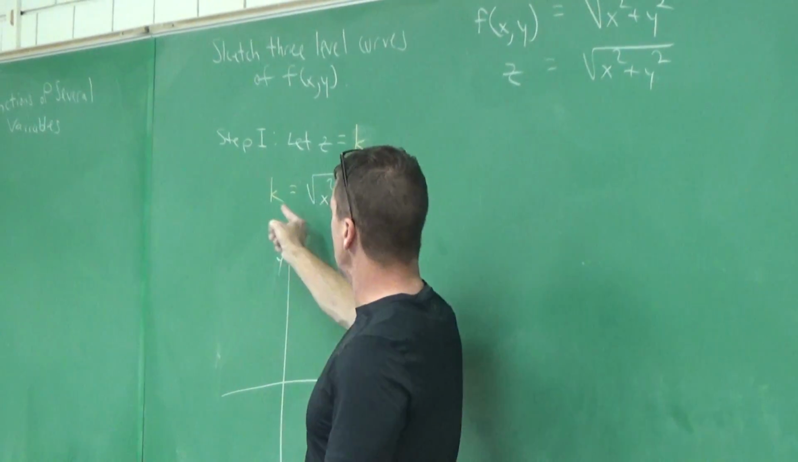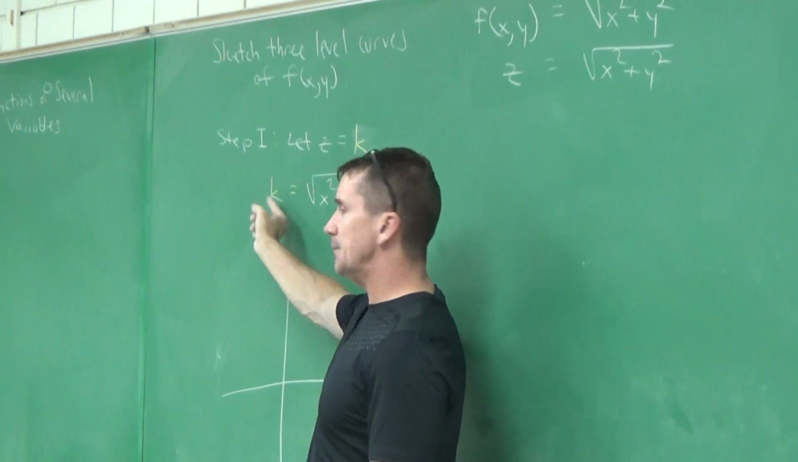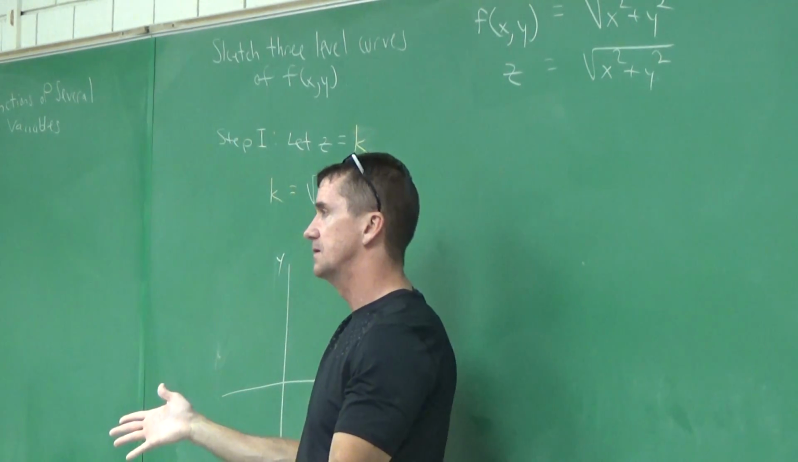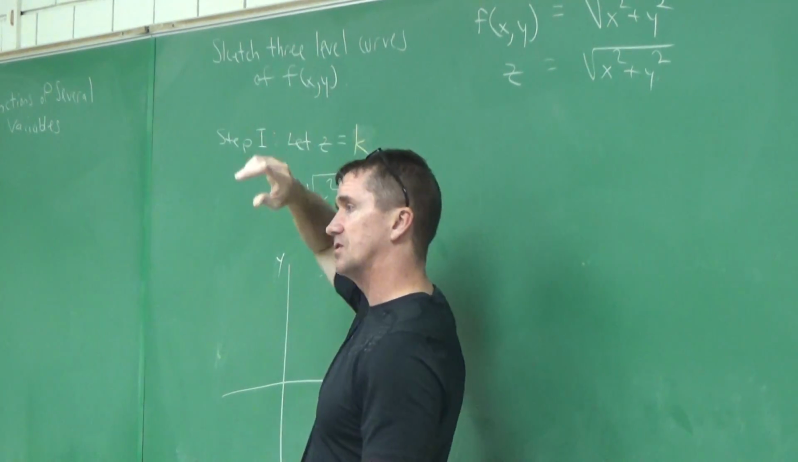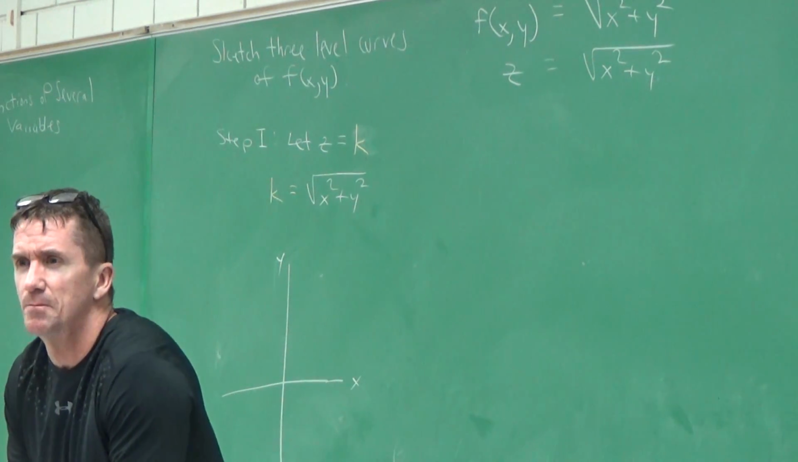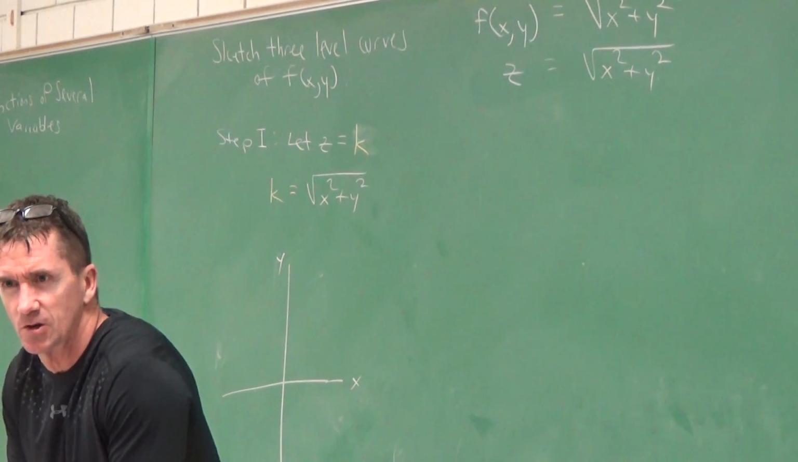Step 2, now that I let z equal k, you're going to pick k values. Just pick any k values that you want. Pick 3 simple k values, because you need 3 level curves, and make sketches of these. But I also want to add the word manipulate. You're probably going to want to manipulate your equation.